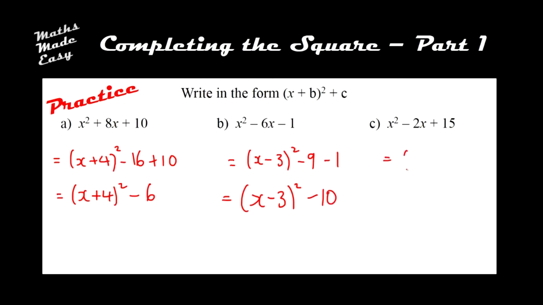And the final question, we have x subtract 1 all squared. 1 squared is 1, so I take that off and then keep the negative 15, and I have x minus 1 all squared subtract 16.